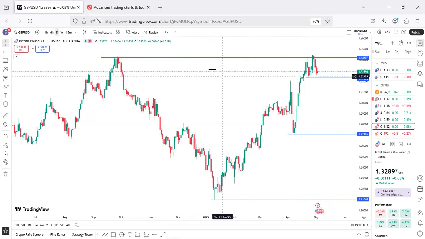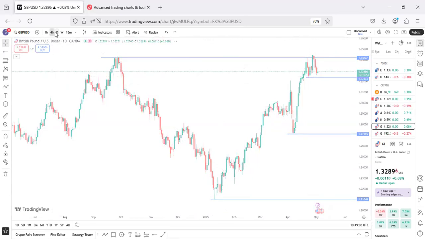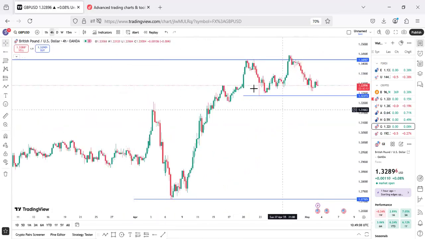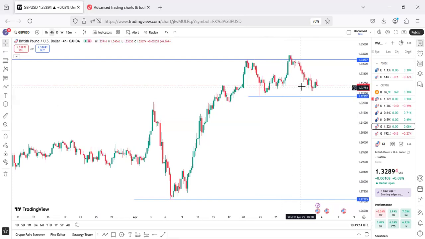All right, so I'll go down to my 4 hours time frame to see what the price is doing at the 4 hours time frame. Notice this is the low that we marked out from the daily time frame, showing us that this is a zone that price is actually coming up to.